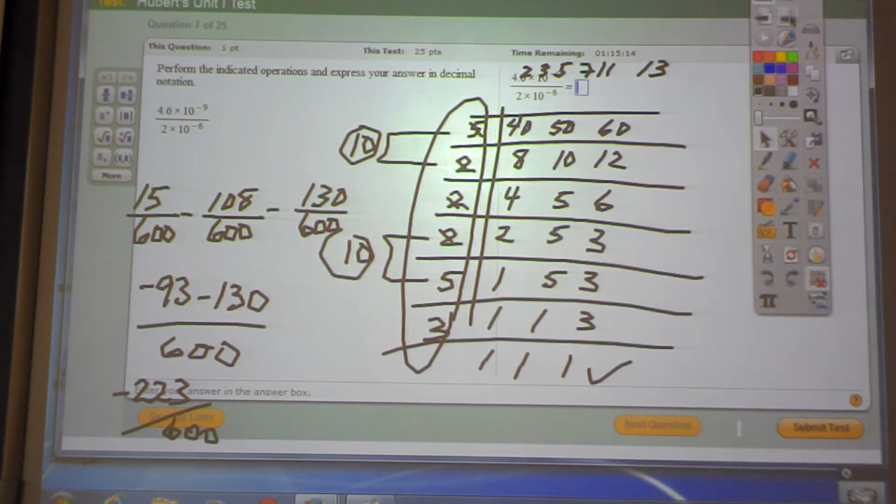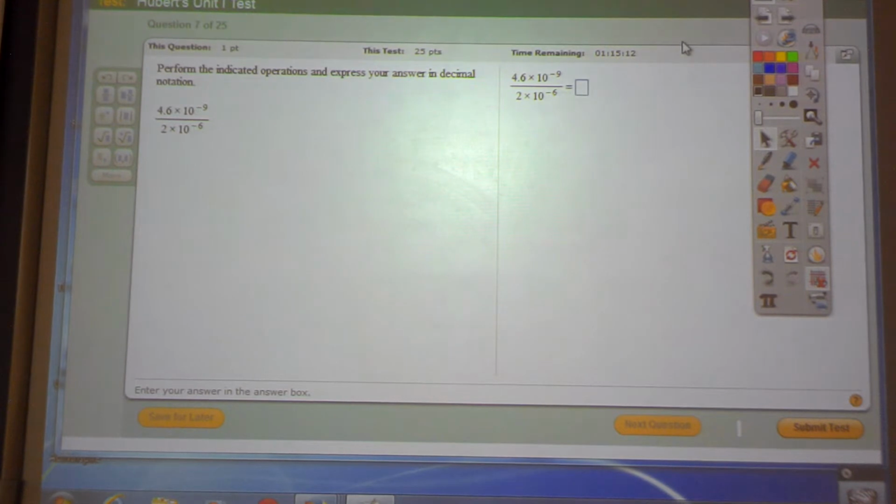All right, try this one. Now this one is real easy.